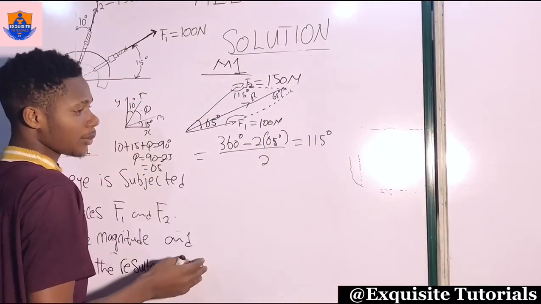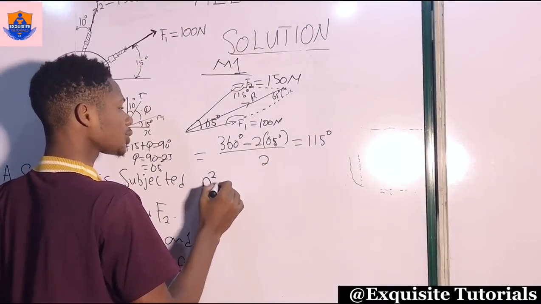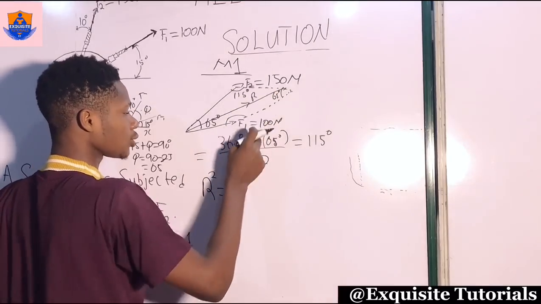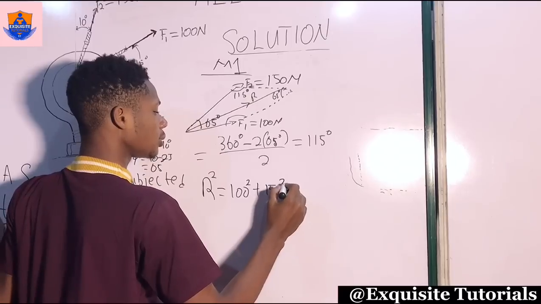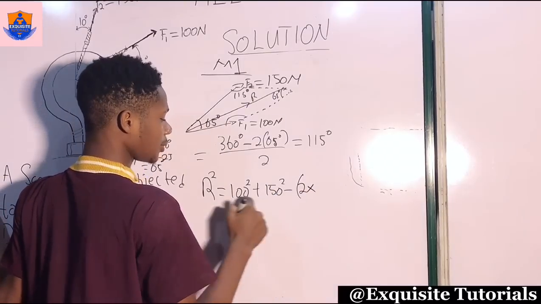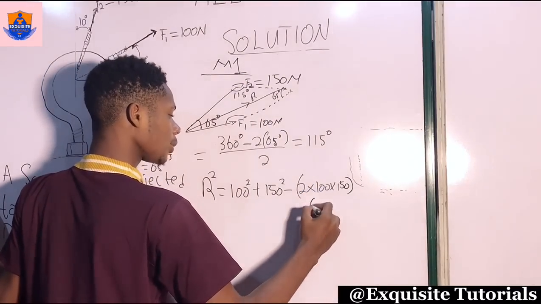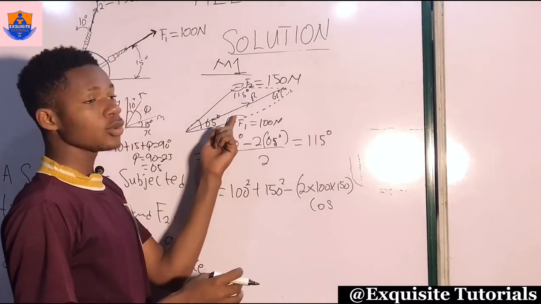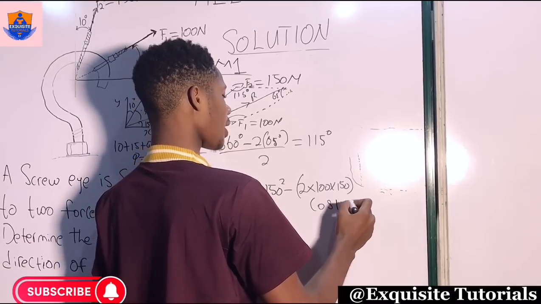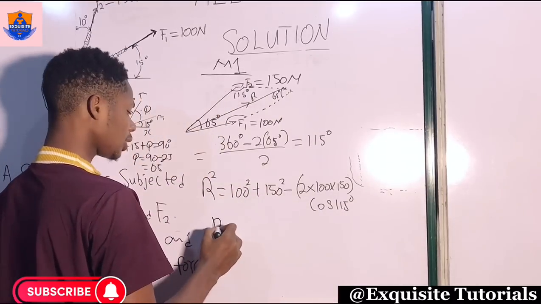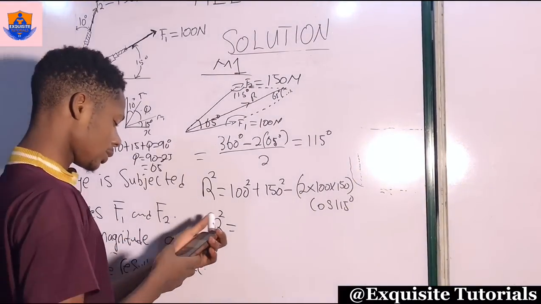Next, what we're going to do is apply the cosine rule. Now, the cosine rule says that the resultant squared is equal to the square of each vector, that is 100 squared, plus the other vector squared, minus 2 times each vector, 100 times 150, multiplied by the cosine of the angle that is facing the vector. So we are going to have cosine 115 degrees, and then the resultant vector squared is equal to, I'm going to still operate this on my calculator and see what we are going to get.